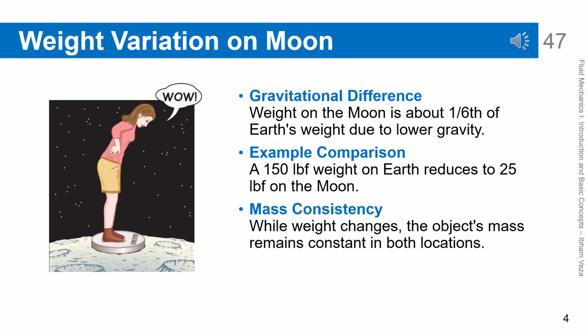Weight variation on moon. The weight of an object depends on the local gravitational acceleration. On the moon, gravity is much smaller, so the weight becomes about 1/6 of that on Earth. However, the mass of the object remains the same everywhere. This example clearly distinguishes mass from weight. This understanding is very important in mechanics and fluid mechanics analysis.